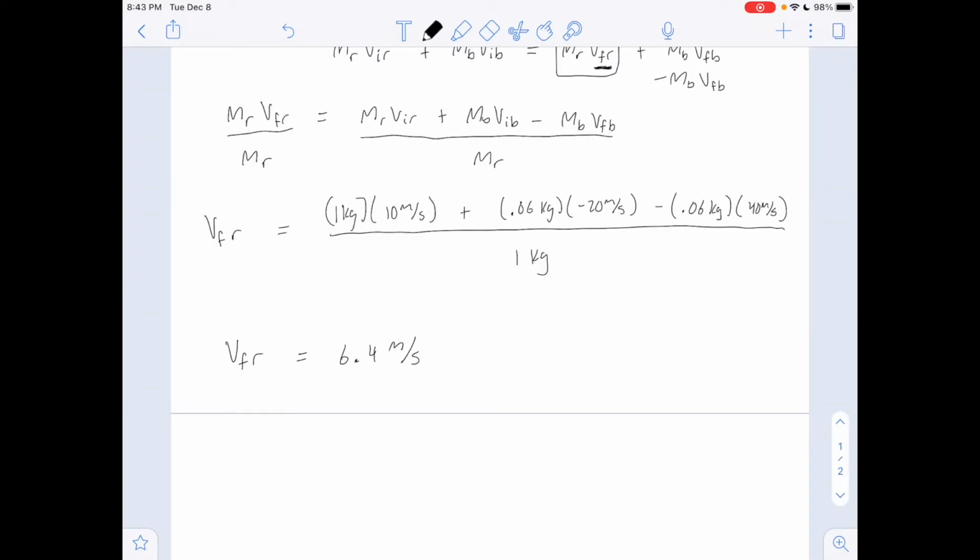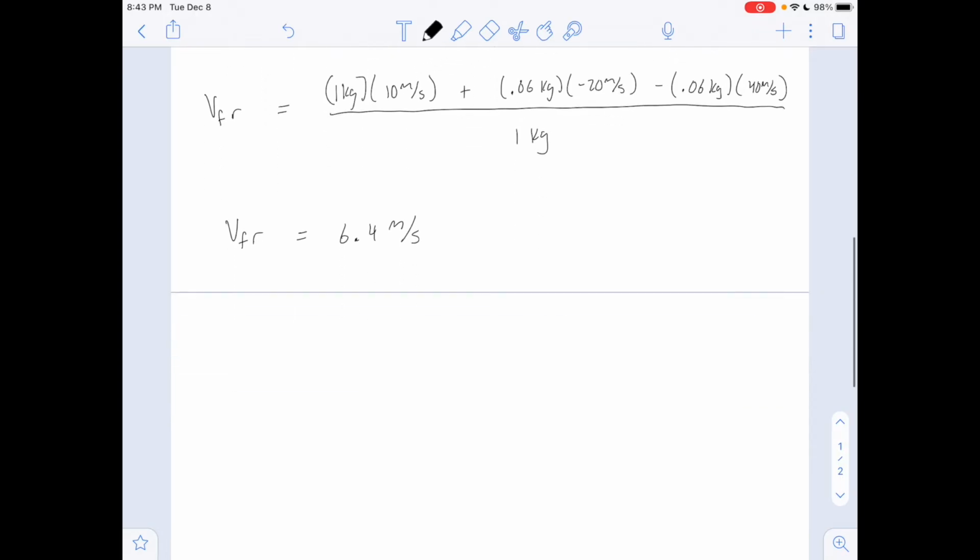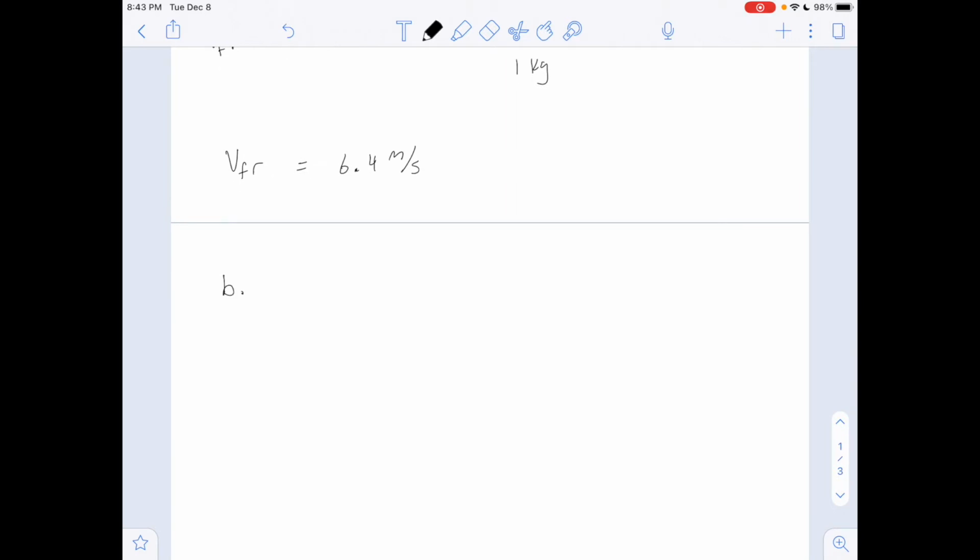In part B, we want to figure out what the average force is that the racket exerts on the ball, given that they're in contact for 10 milliseconds. And we want to compare this to the gravitational force on the ball. So for part B, first of all, the gravitational force is just the weight of the ball, and weight is equal to mg, and so that's going to be 0.06 kilograms times the acceleration due to gravity, and we'll just use 10 here. So that is equal to 0.6 newtons.